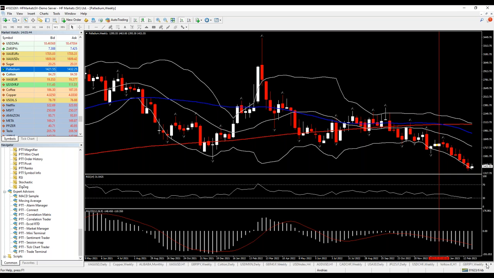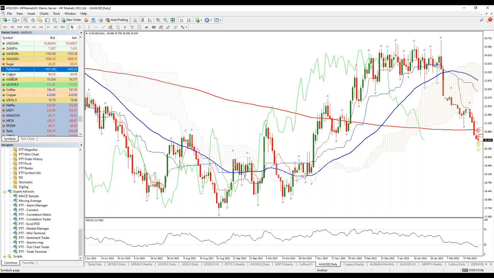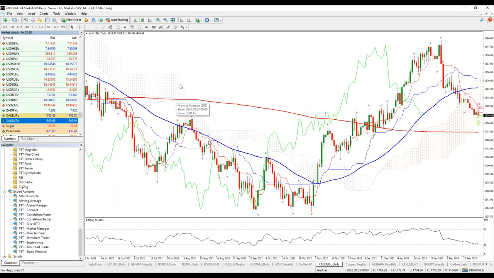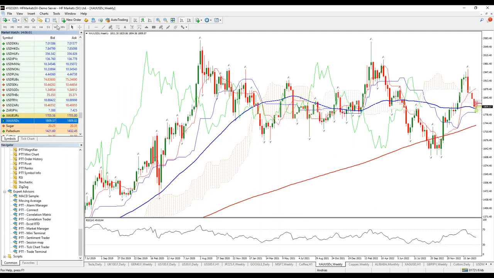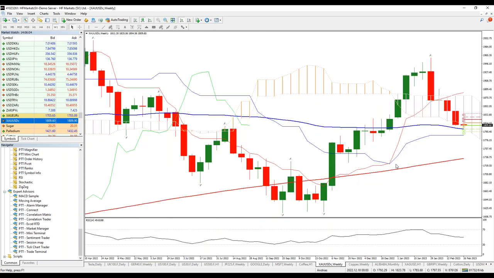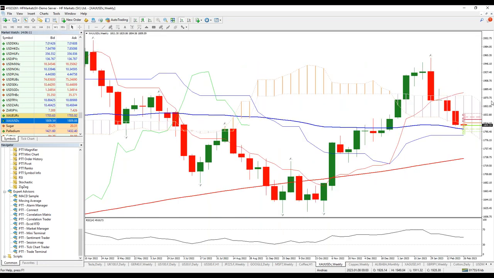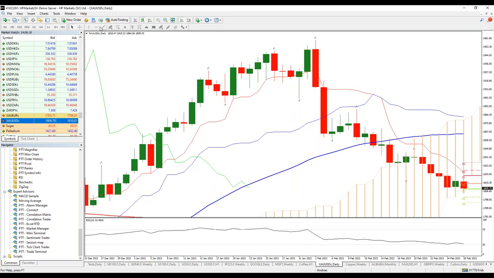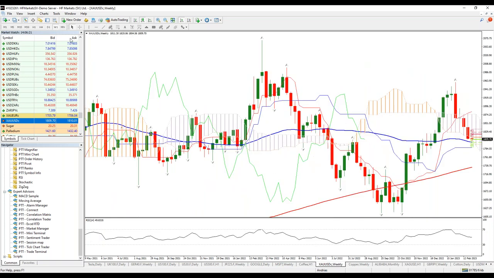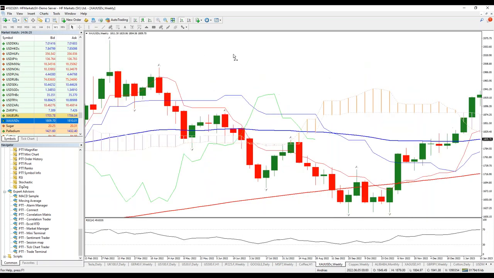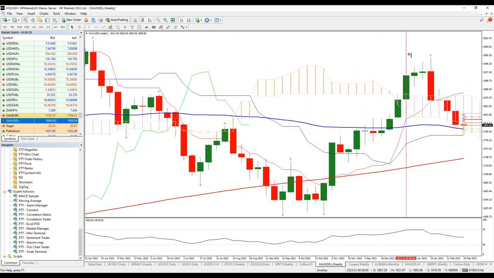So let's see. Let's find out together. Gold. Perfect. Let's zoom in. We want January performance. Weekly chart, let me zoom in a bit. January started here and ended up here.